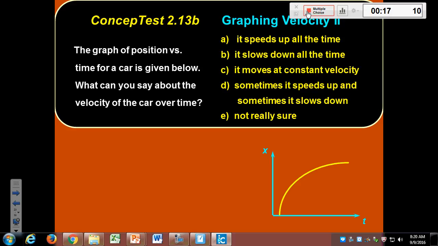Remember, the slope of a position versus time graph gives me the velocity. So what is this car? What can you say about the velocity of this car over time?